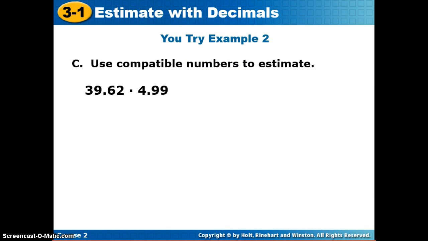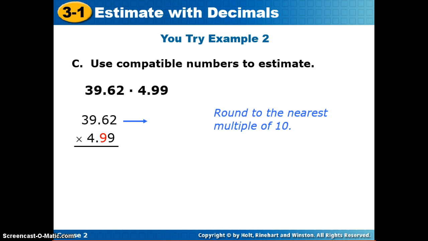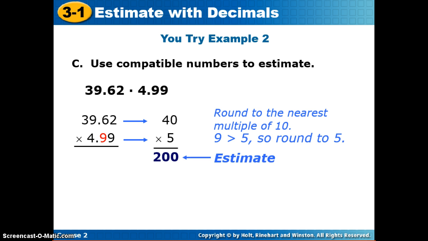All right, why don't you go ahead and try one here. 39.62 times 4.99. Where can we round it? Feel free to pause. Okay, 39.62 we can round up to 40, the nearest multiple of 10. Times 5, going to the nearest whole number for 4.99, which gives us 200.